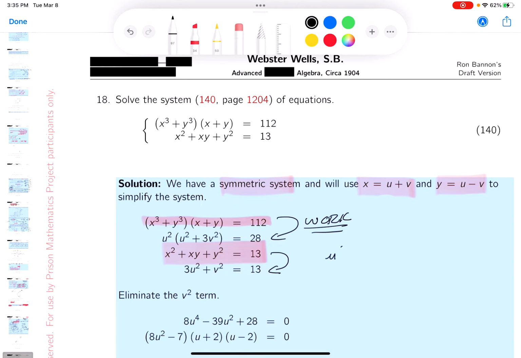So u squared, and let me just write this down for you. So I want to eliminate the v squared. So what's v squared equal to? It's actually equal to 13 minus 3u squared. All right? So let's see if we can do that. And I'll plug it in. And it's going to be what? 39. Right? Because 3 times that is 39, right? Minus 9u squared. And that equals 28, right?